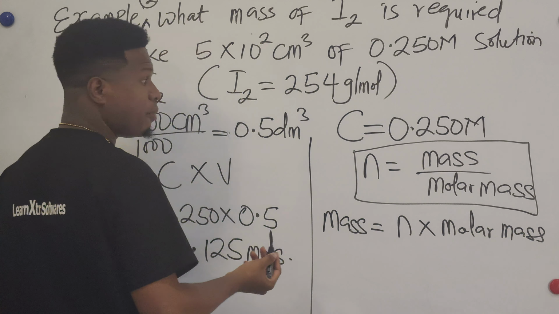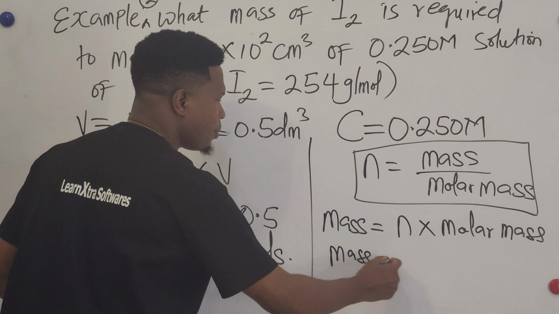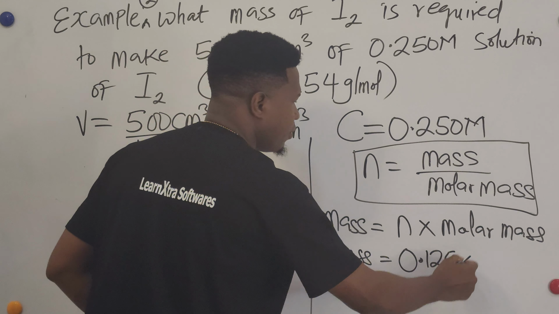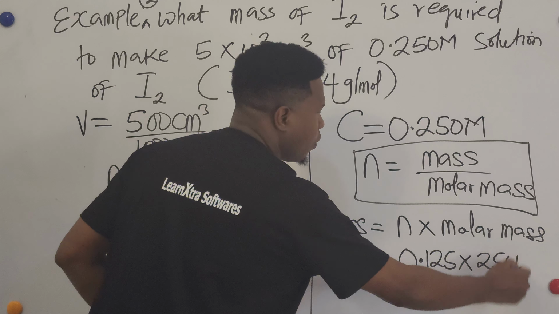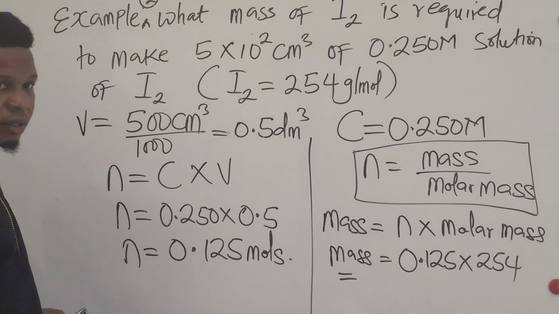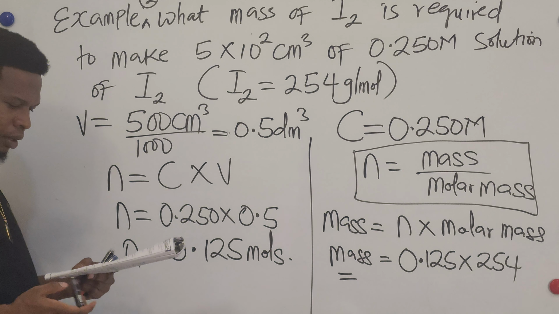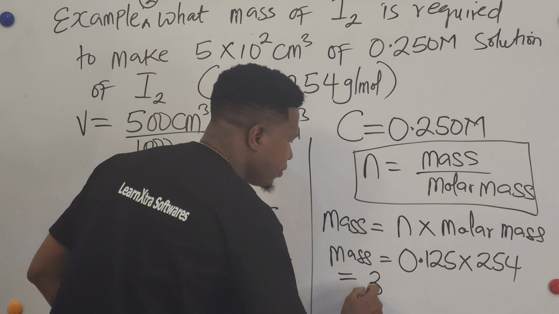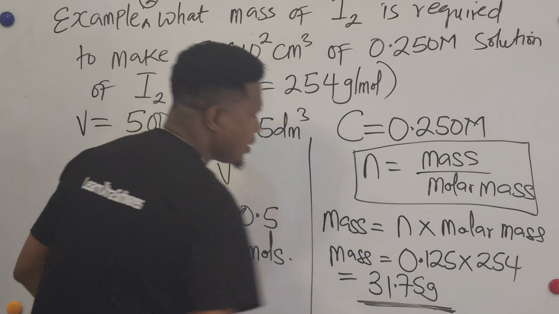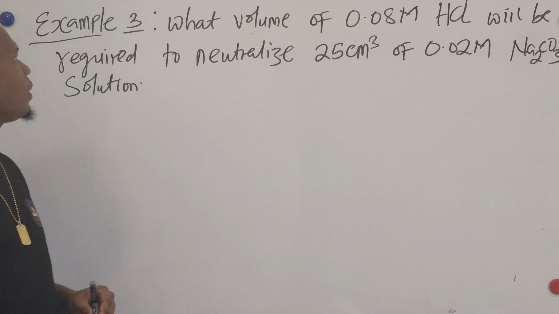What is n? n represents mole, is it not? So the mass becomes 0.125 times 254. Whatever you have here, your mass will become 31.75 grams. So that is the answer. Now take a look at the question on the board.